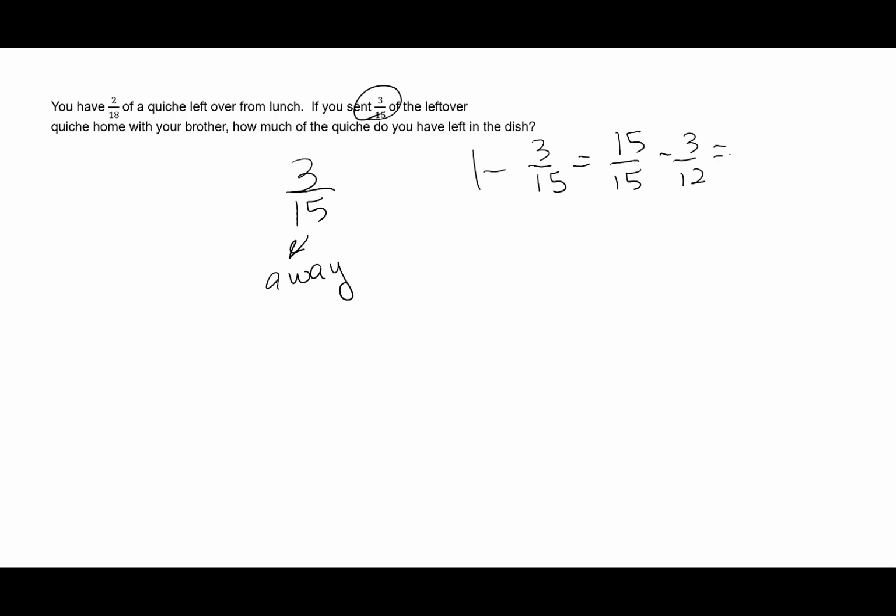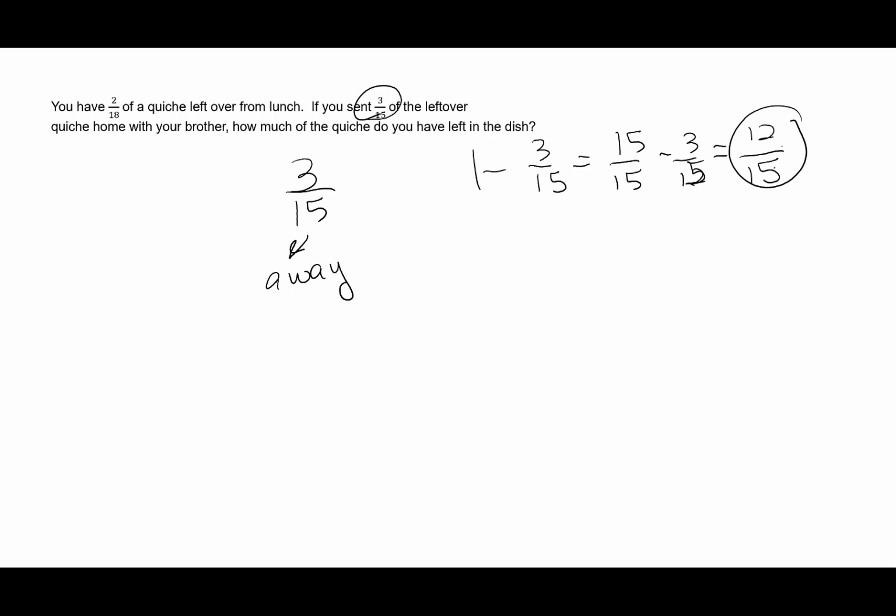So this says you have 2/18 of a quiche left over from lunch. You send 3 over 15 of the leftover quiche home with your brother. How much of the quiche do you have left in the dish? Hopefully this was a really big quiche, because if not, this doesn't make sense. So let's concentrate on this 3 over 15 that we gave away. So we say, what do we have left? Well, when you do 1 minus 3 over 15, it's 15 over 15 minus 3 over 15, which is 12 over 15.